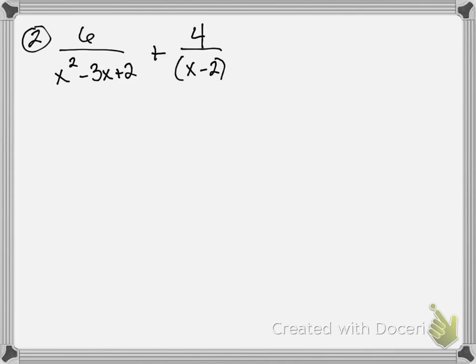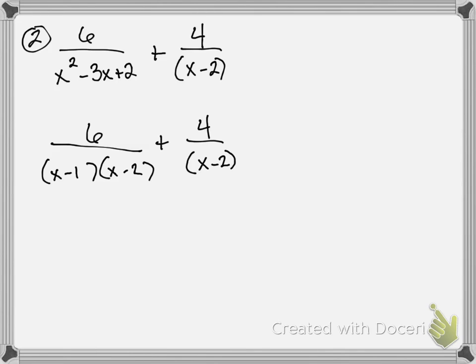Number 2. The first thing I got to do is factor out the bottom of this fraction. What does this factor to be? It's x minus 1 and x minus 2. Why is that? Because negative 1 times negative 2 is positive 2, and negative 2 plus negative 1 is negative 3. So you got x minus 1, x minus 2 right there. That one is good to go. Now, what's it missing in the second one? x minus 1. So I got to multiply this by x minus 1.